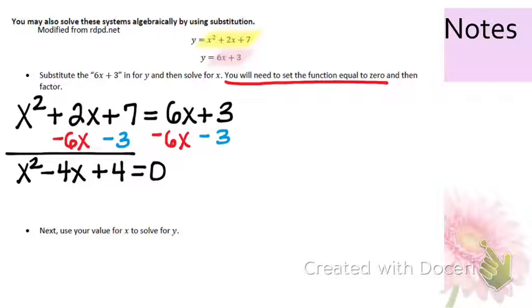So now we're ready to factor. Let's factor this down. In order to factor this quadratic, because a is 1, we can do a shortcut. We need two numbers that multiply to be 4 and add to negative 4. So I'm going to give everybody a chance to think about it.